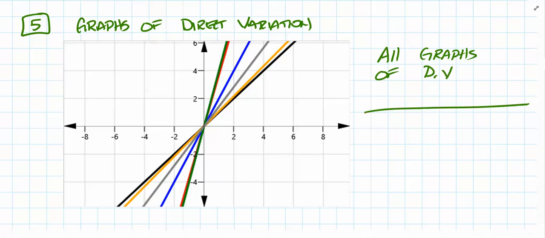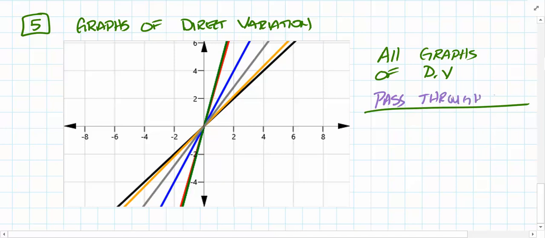Pass through the origin. Nice job, Jake. They're slope intercept, but since the origin's always 0. There you go, my man. All graphs of direct variation pass through the origin. That is box number 4.